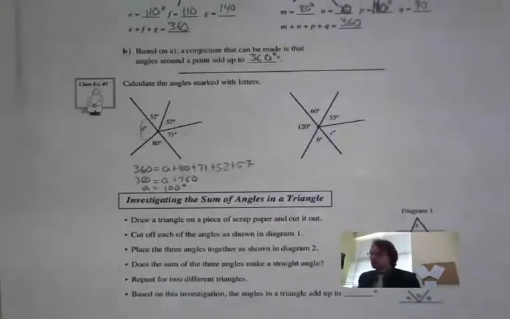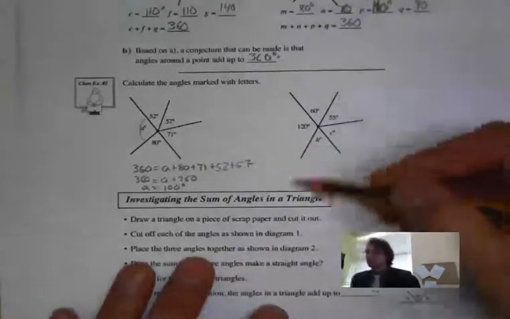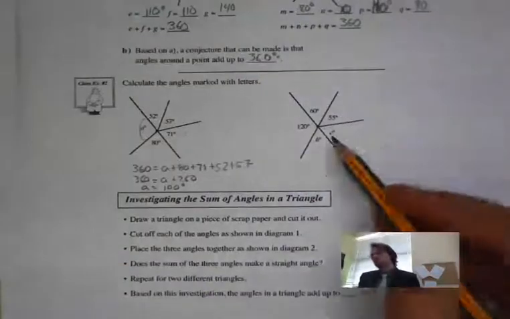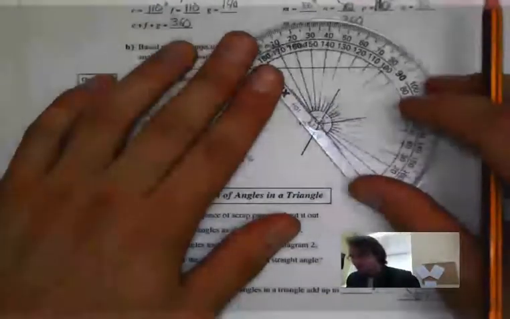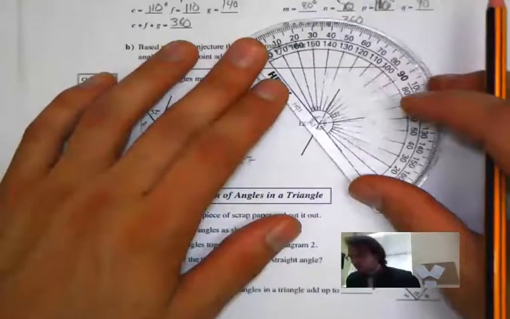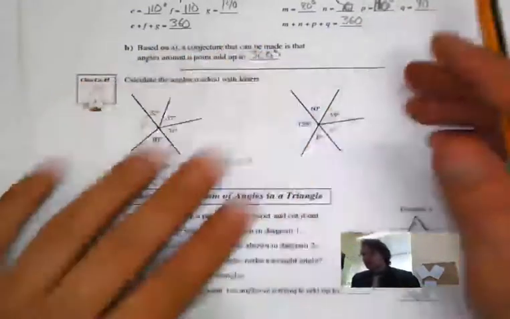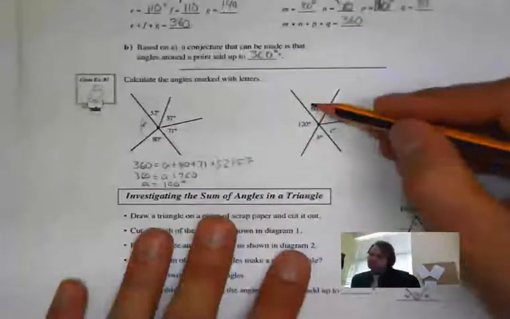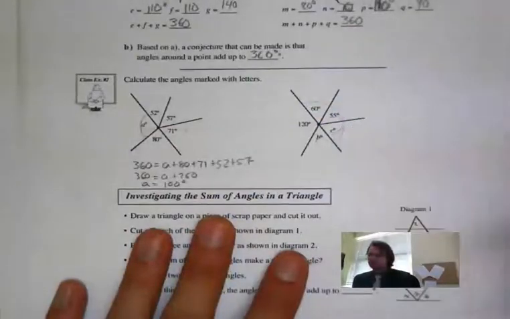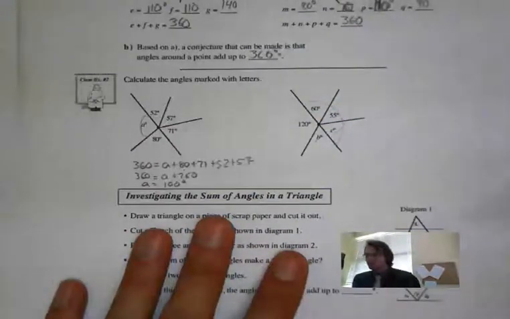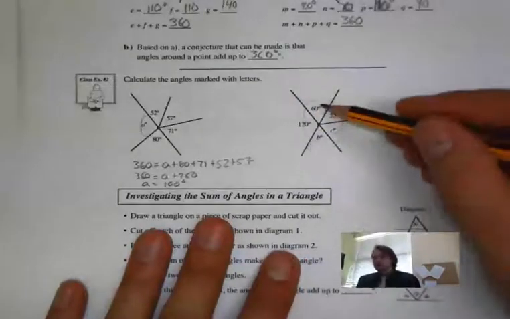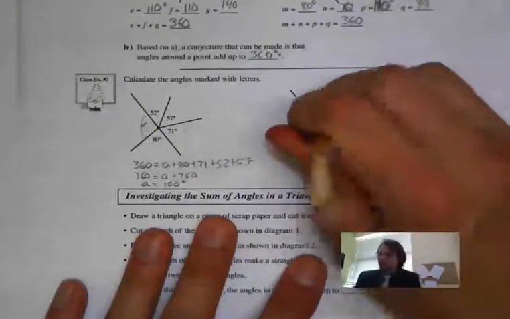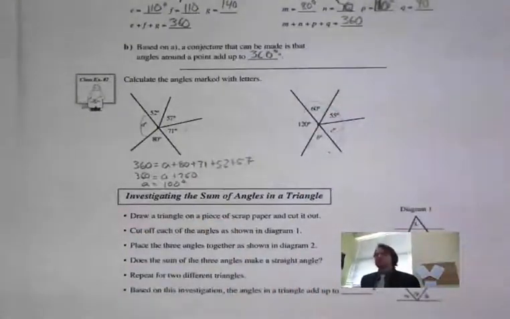The second one's a bit more challenging. We have two unknowns. But if I take a look at this here, we have a straight line. So this here is a straight line. And we have another straight line here that intersects. So we can use two rules for this. I'm going to take the easiest one without calculating.